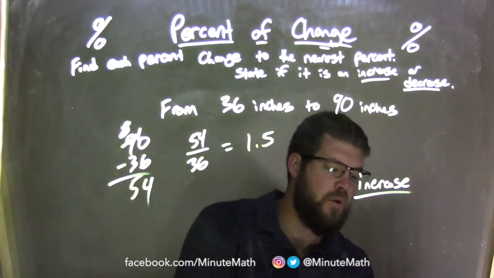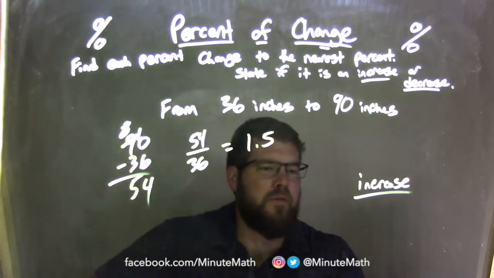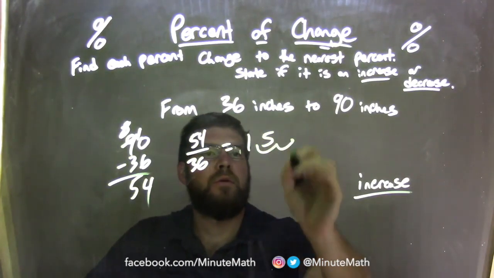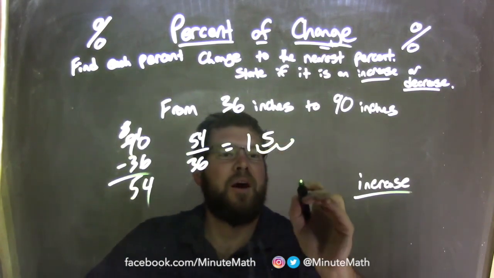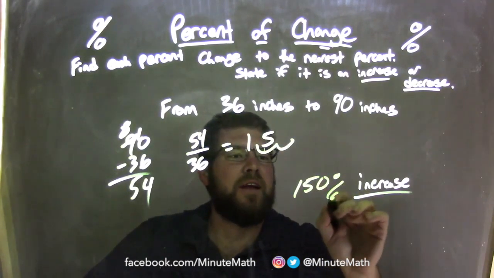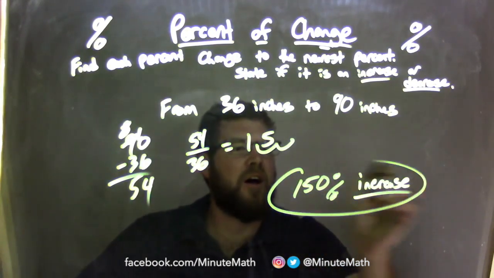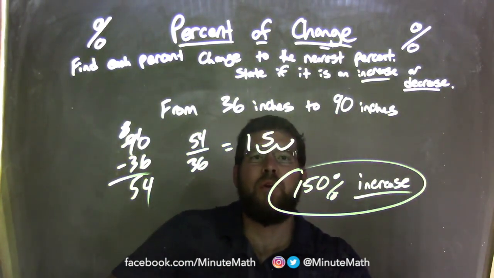So we have a 1.5 here, okay? Now, it's not a 1.5% increase. We know we need to move the decimal 2 units, right, to make it a percent. So 1.5 comes out to be a 150% increase. And we don't have to worry about rounding because it's just zeros from there on out. So we actually have a 150% increase, okay, from 36 to 90 inches.